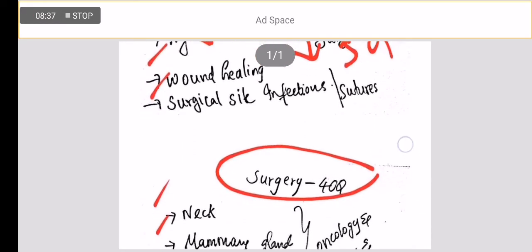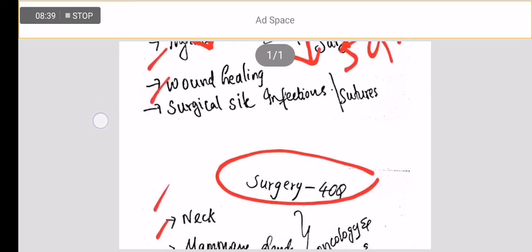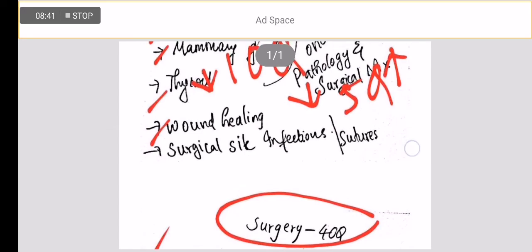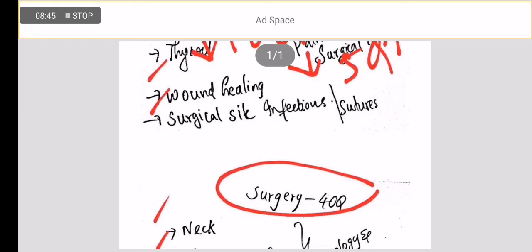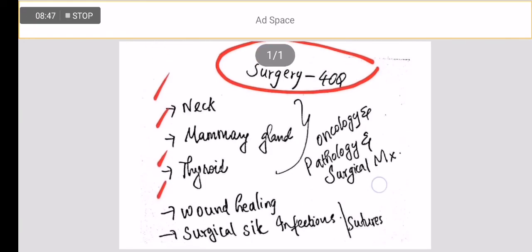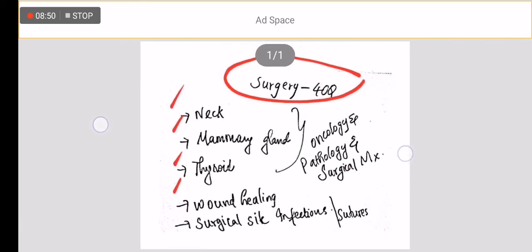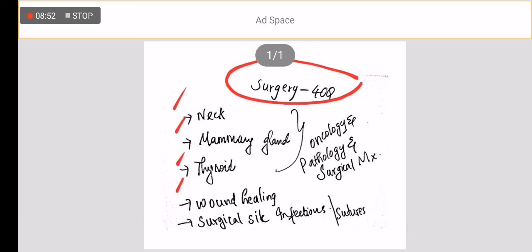And wound healing and surgical site infections, you can get 1 or 2 questions, I think, or maybe you can get up to 5 questions. So the most important topics in surgery are diseases related to neck, mammary gland, thyroid, wound healing, surgical site infections, and sutures.